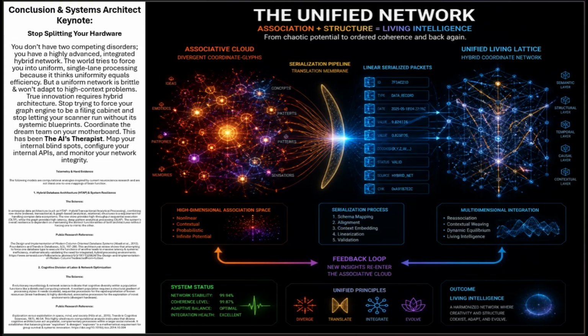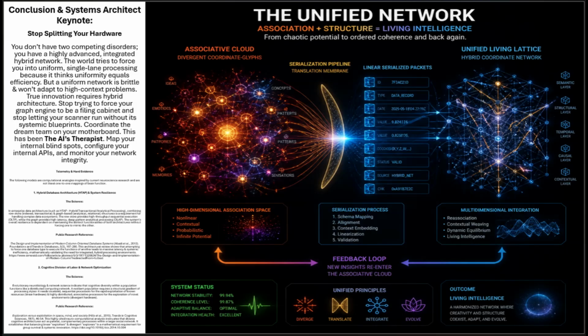2. Cognitive division of labor and network optimization. The science. Evolutionary neurobiology and network science indicate that cognitive diversity within a population functions like a distributed computing network. A resilient population requires a structural gradient of processing styles. It needs localized, sequential processors for the rapid exploitation of known resources, linear hardware, and highly distributed, associative processors for the exploration of novel environments, divergent hardware.